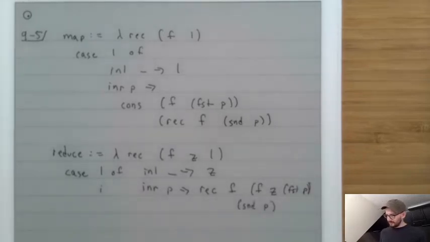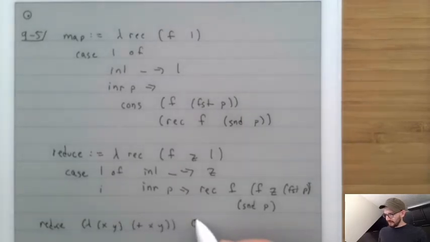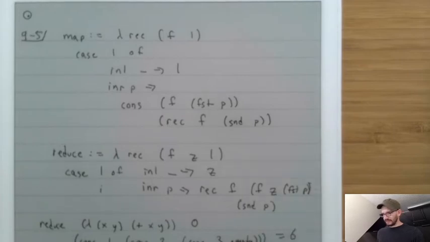An example use of reduce would be something like this. We could call reduce with a function that takes in x and y and adds them together. The z value would be 0. And then we could call it with the list cons 1, cons 2, cons 3, empty, close, close, close, and that's going to be equal to 6.